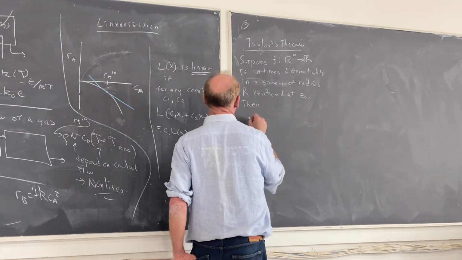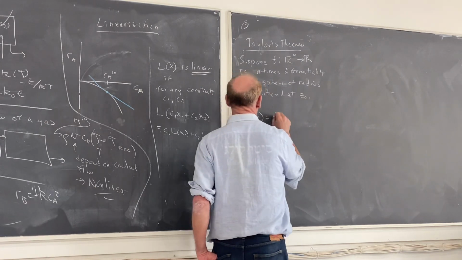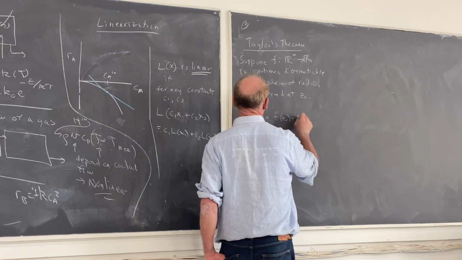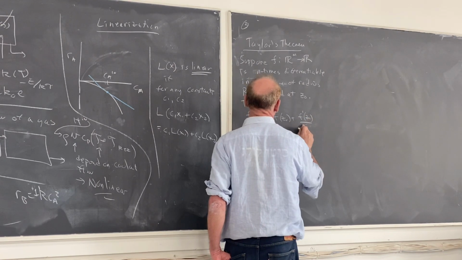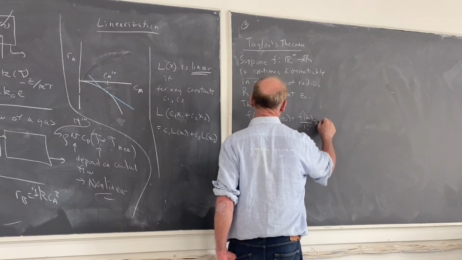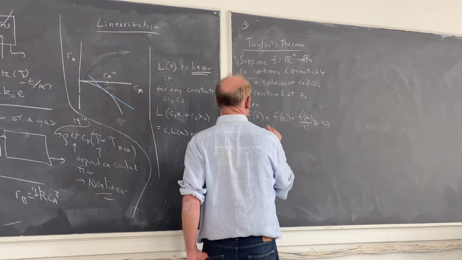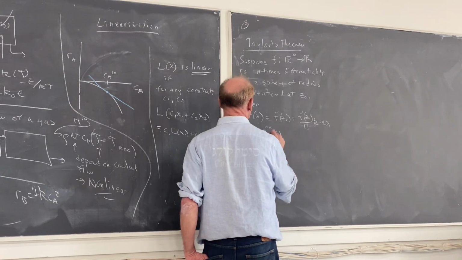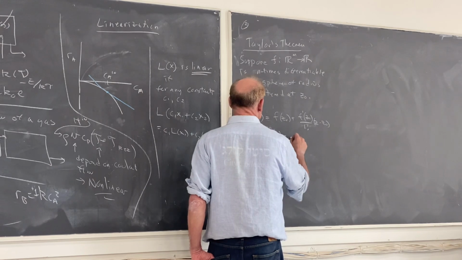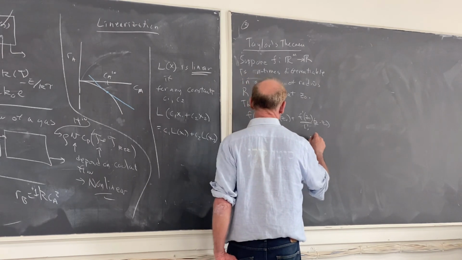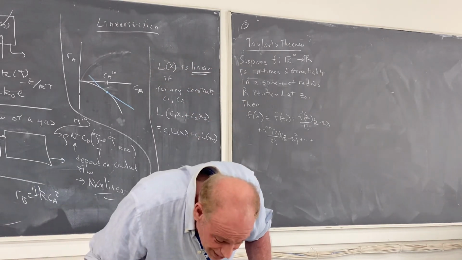Then f of z can be written as f of z0 plus f prime of z0 over 1 factorial times z minus z0, plus f double prime of z0 over 2 factorial times z minus z0 squared, plus dot dot dot plus, and let's get this right.